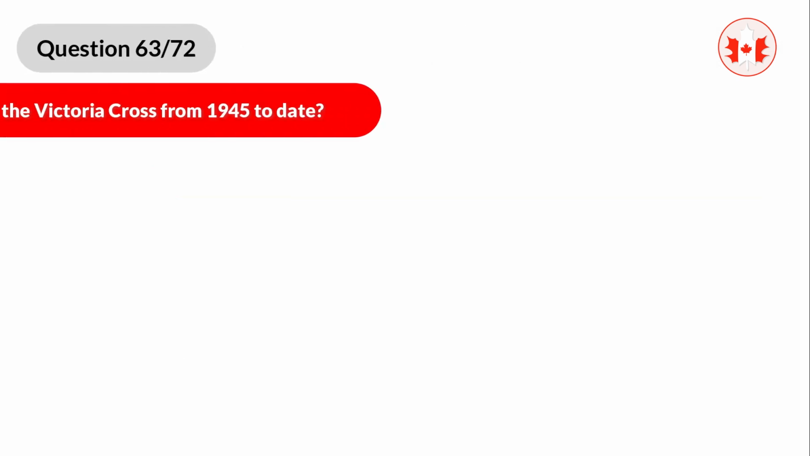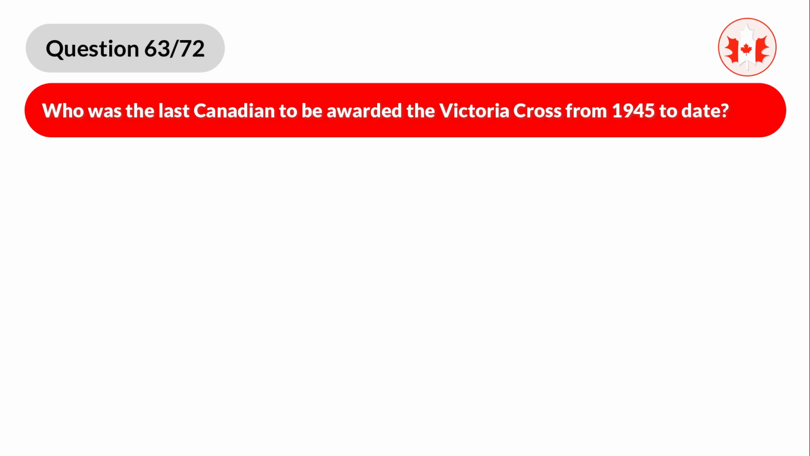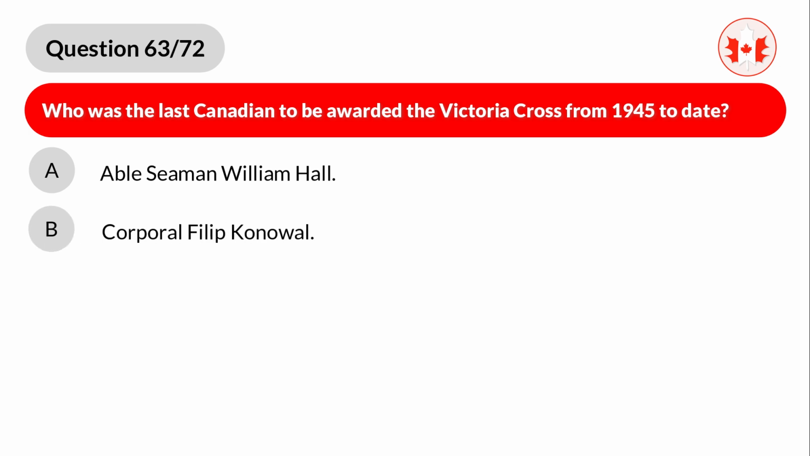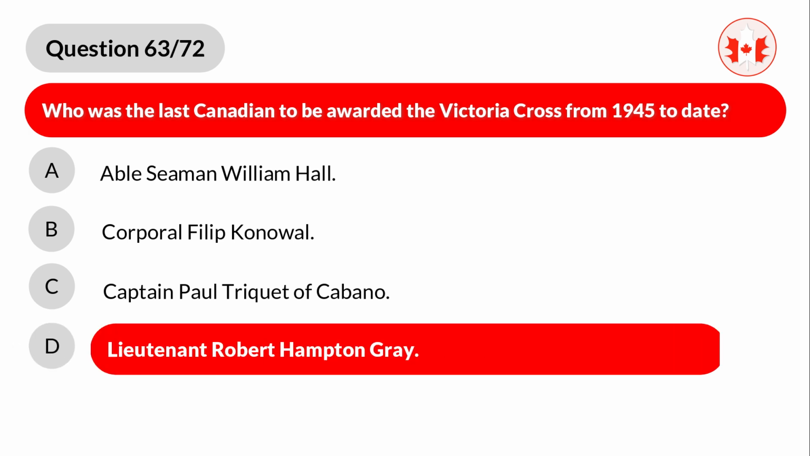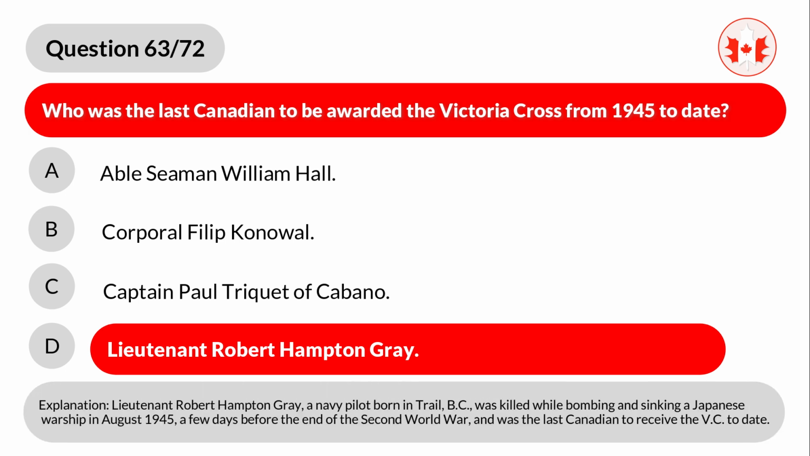Question 63. Who was the last Canadian to be awarded the Victoria Cross from 1945 to date? A. Able Seaman William Hall. B. Corporal Philip Connaught. C. Captain Paul Triquet of Cabano. D. Lieutenant Robert Hampton Gray. The correct answer is D. Lieutenant Robert Hampton Gray. Explanation: Lieutenant Robert Hampton Gray, a Navy pilot born in Trail, BC, was killed while bombing and sinking a Japanese warship in August 1945, a few days before the end of the Second World War, and was the last Canadian to receive the VC to date.